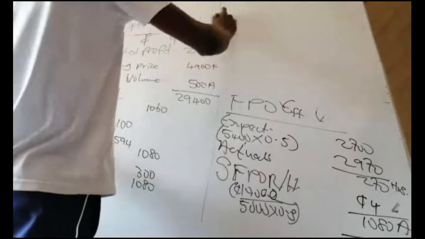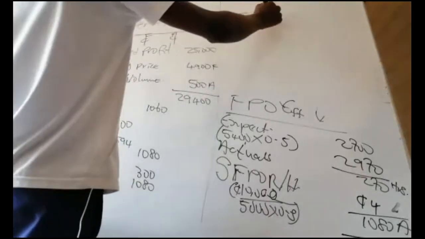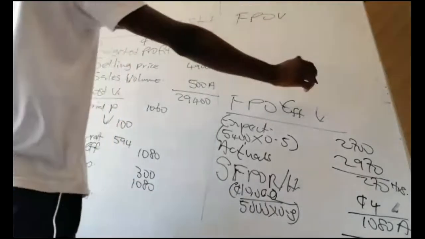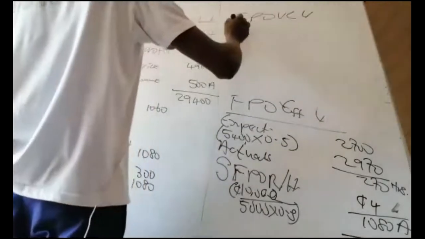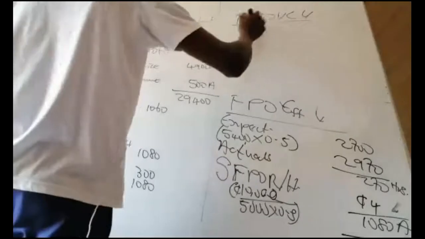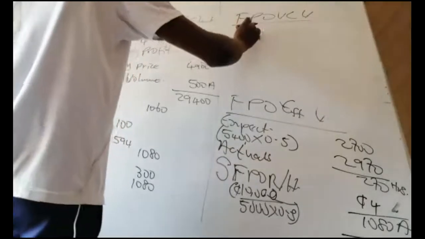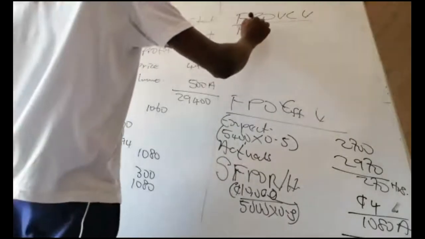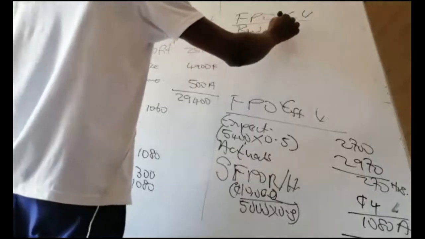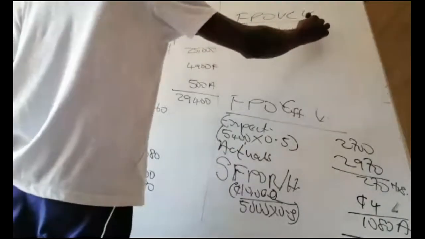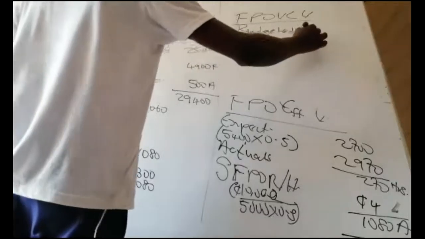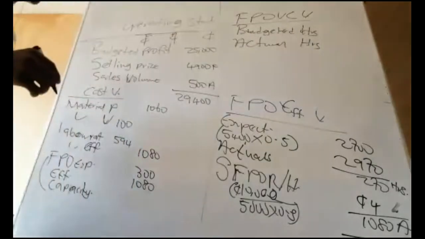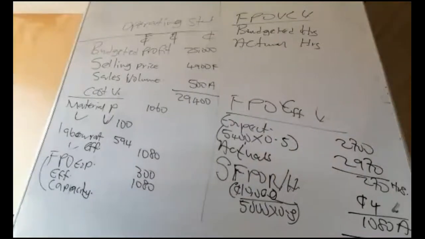So let's write the full name. Fixed production overhead volume capacity variance. That one deals with the budgeted units. So the budgeted hours versus the actual hours. Good. Now the budgeted hour, this one I think we've come across it.